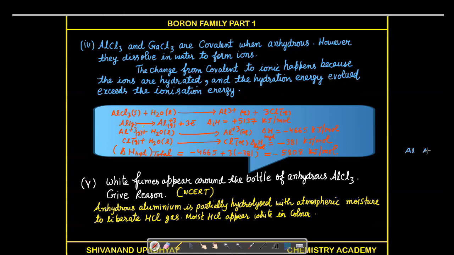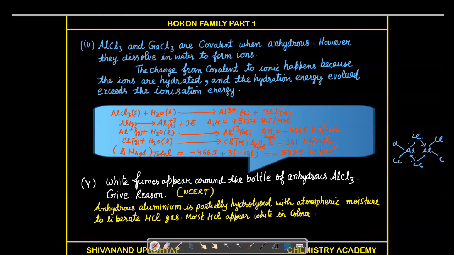That dimer structure, we know that this is one molecule of AlCl3, this is another molecule of AlCl3. Since the octet is incomplete, this chlorine will give the 2 electrons here. So this bonding is known as bridge bonding, right? So this is the dimeric form. Whenever I am saying AlCl3, basically I am saying this. So white fumes appear around the bottle of anhydrous AlCl3.